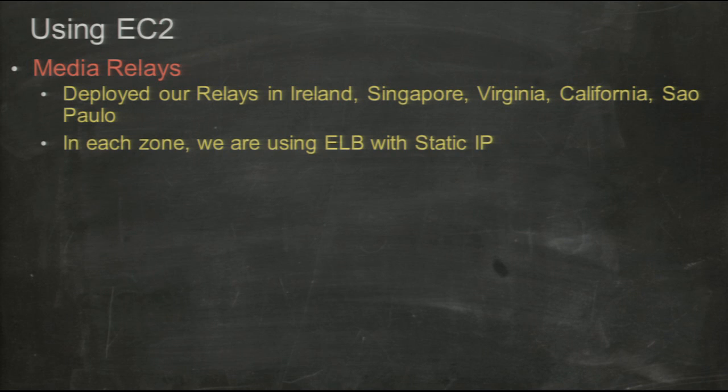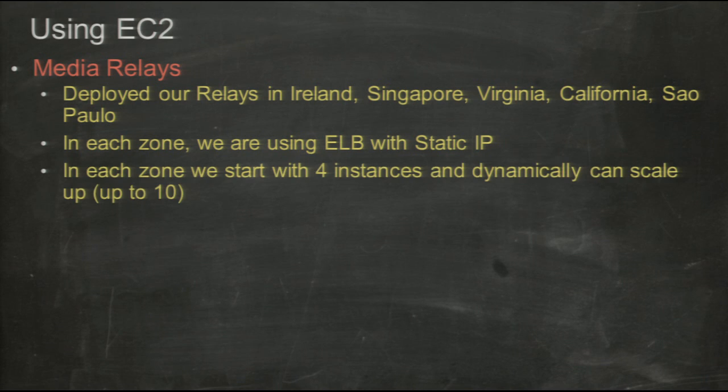In each region, we are using multiple zones, and we are using ELB with Elastic IP. So basically, we have the entry point to that region into each zone, and each of our relays is installed with an internal IP address. So then, we can have one entry and distribute it across specific zones and multiple zones within each region.